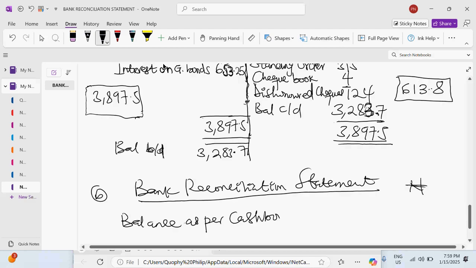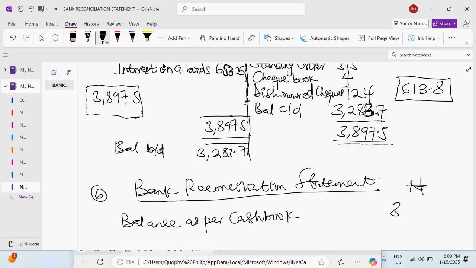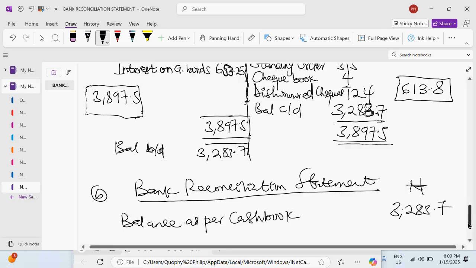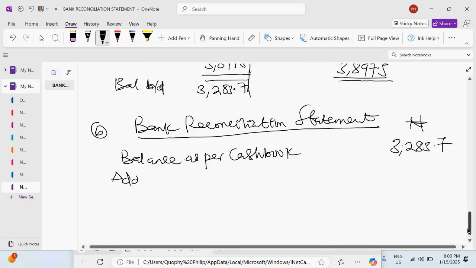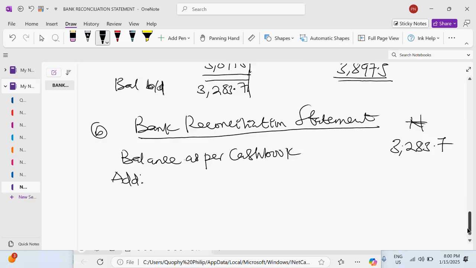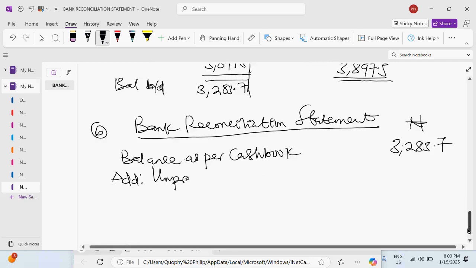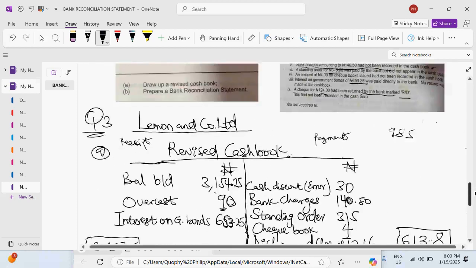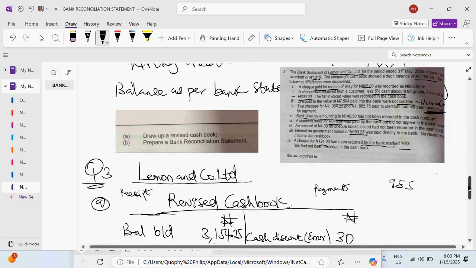To balance as per the cash book, what are we getting? 3283.7, right? What do we add? Unpresented checks. We identify the unpresented checks from the question. What are the unpresented checks?